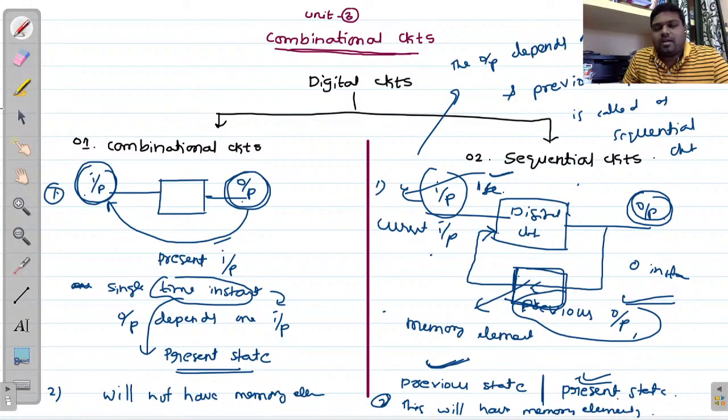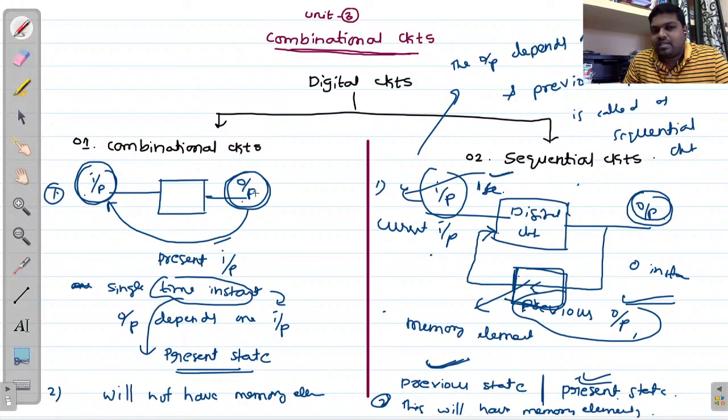So now coming to the third difference. Here you can observe, to produce the previous and present state, we require a feedback connection. Here I am providing the feedback connection. To provide the previous output as an input to this particular digital circuit, I need to consider this feedback. Without this feedback, I cannot apply the previous output as an input to this digital circuit. Am I right?